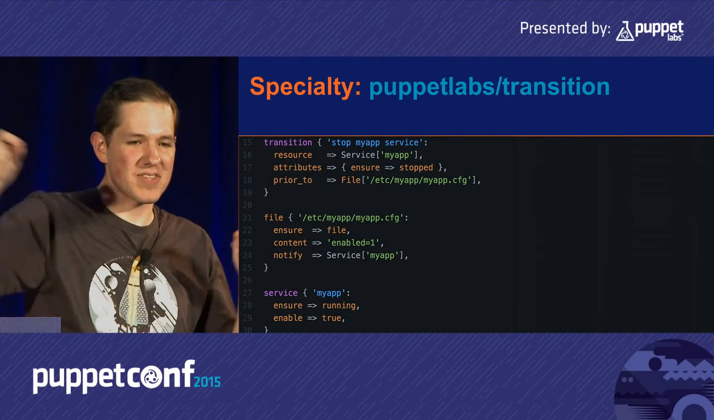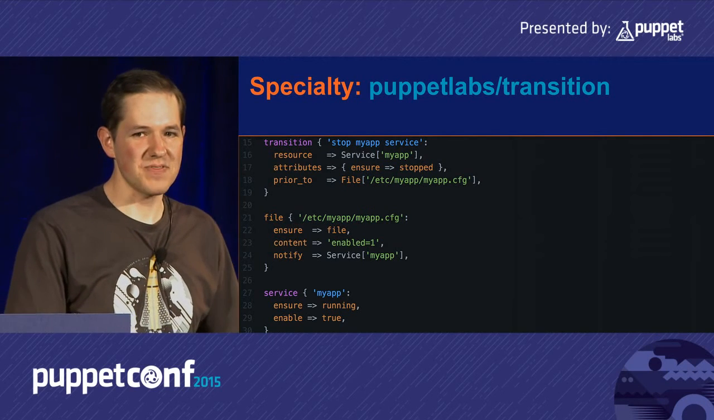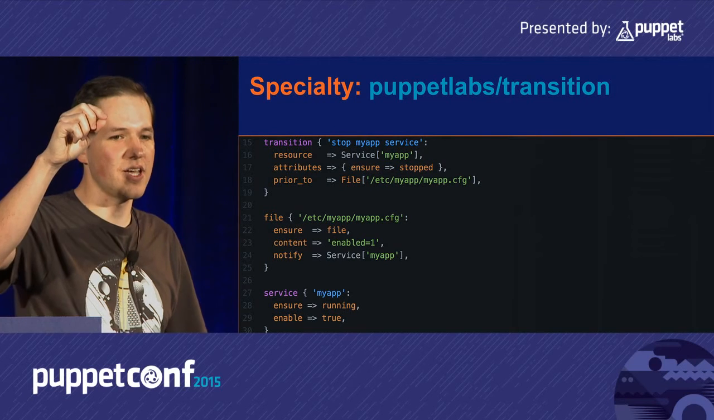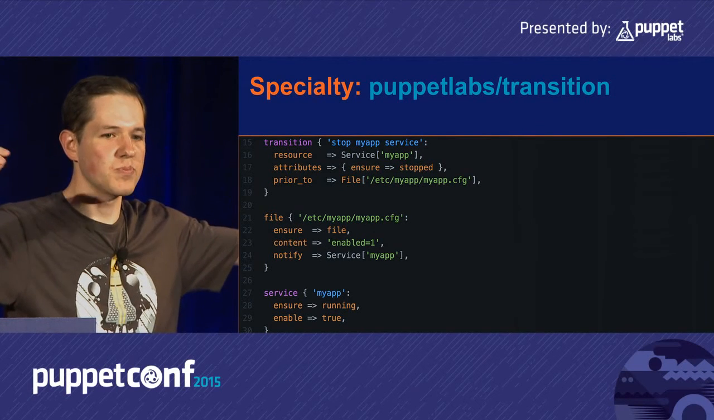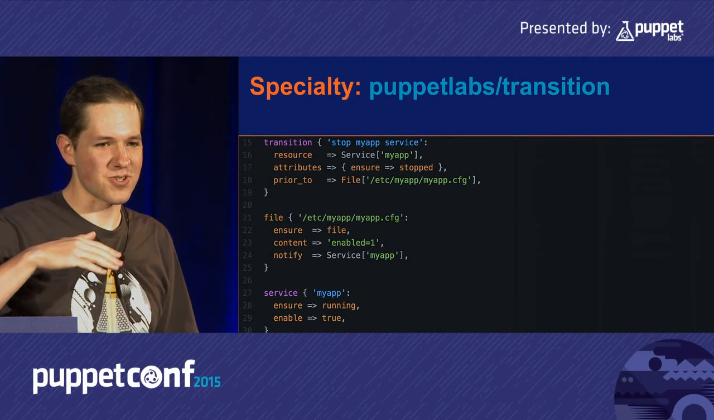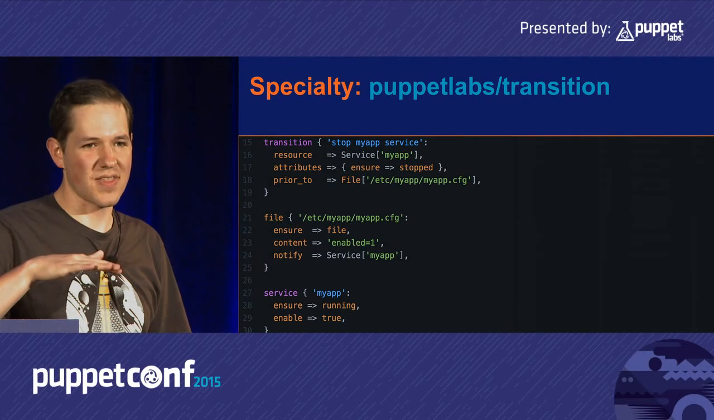But only if that file is going to change when Puppet reaches it. So if the configuration file is going to change, transition will stop the service, the file will change, and the service, when it hits that service resource at the bottom, will be restarted. It has the effect of shutting down the service before the file gets modified and starting it afterwards. When Puppet runs next, because the file is not going to be changed, transition does nothing.